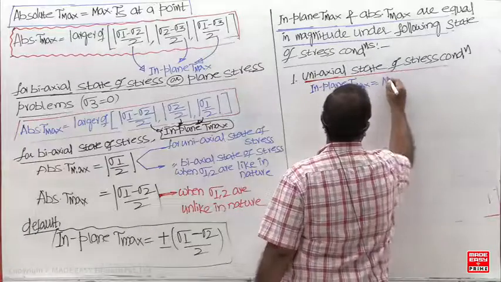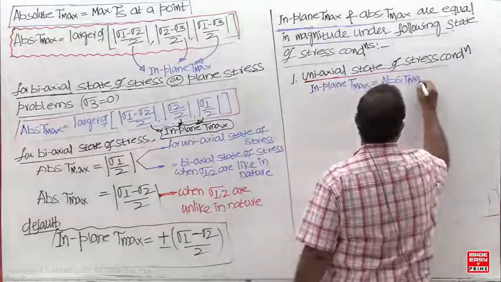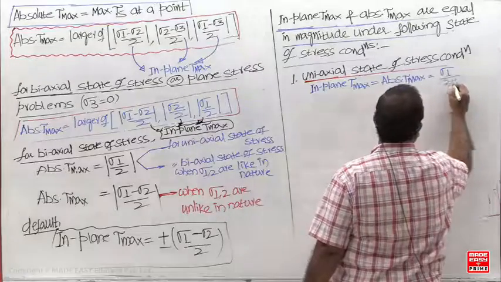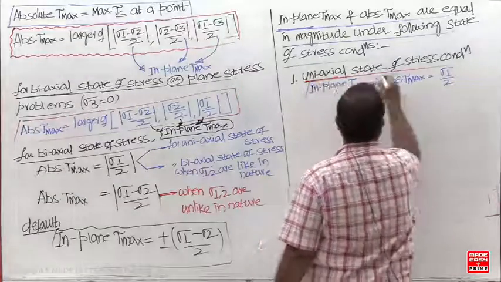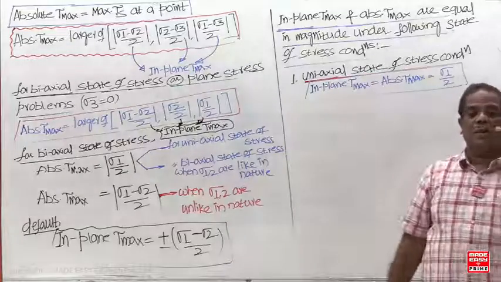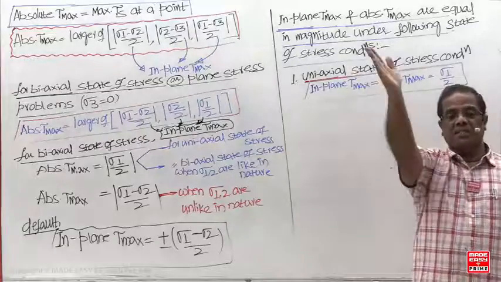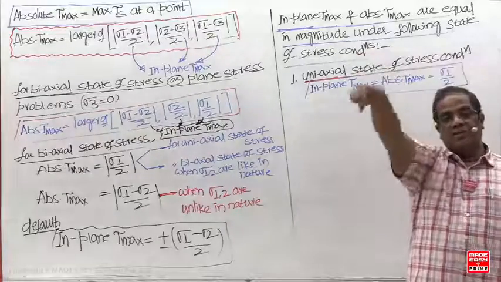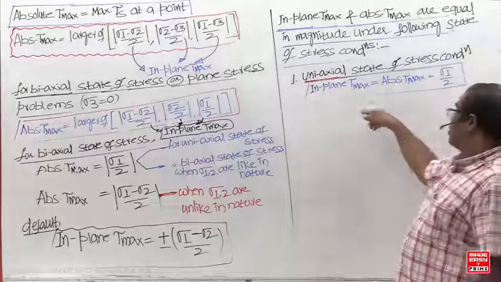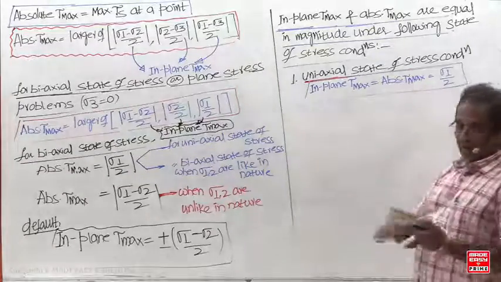In-plane tau max: whenever in-plane is mentioned, you have to go for plus or minus, because at 45 degrees you get plus sigma 1 by 2 and another one minus sigma 1 by 2. So whenever in-plane is mentioned, you go for plus or minus. Otherwise, absolute means you only go for the magnitude.